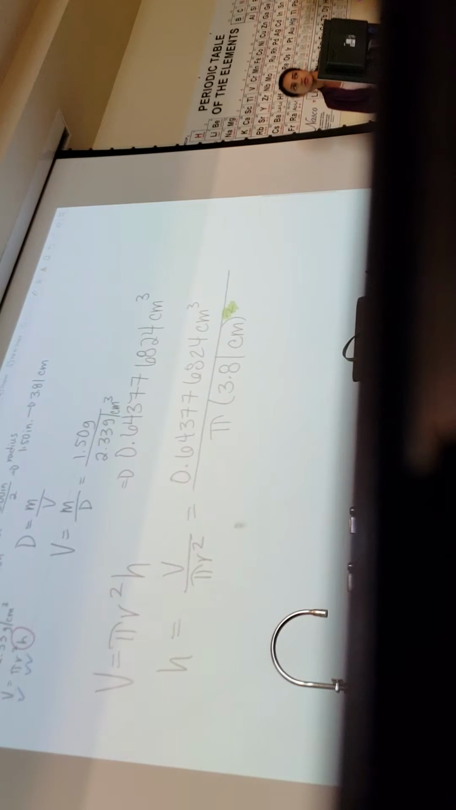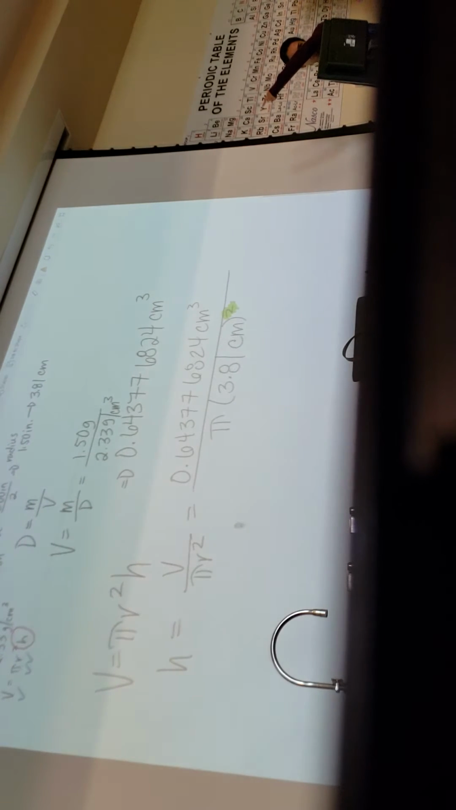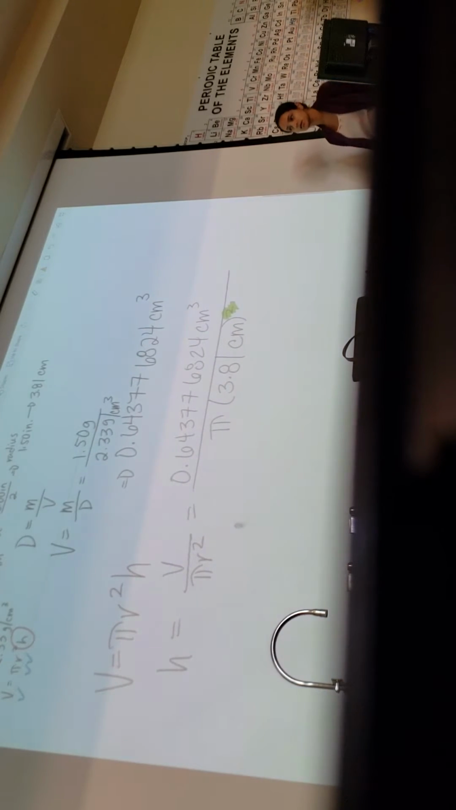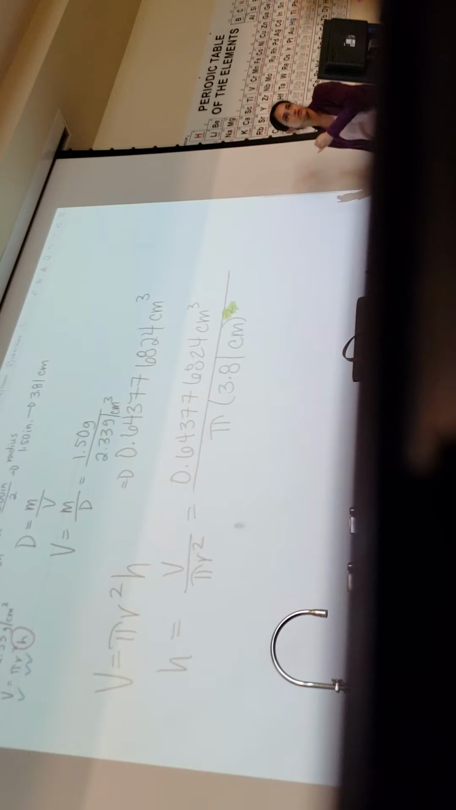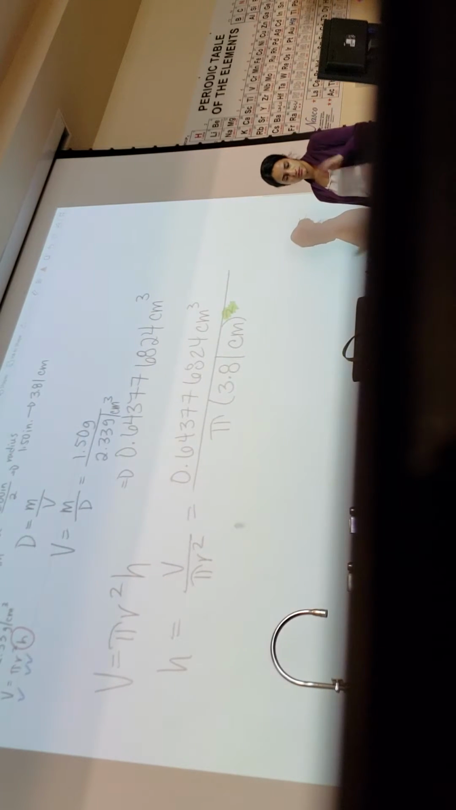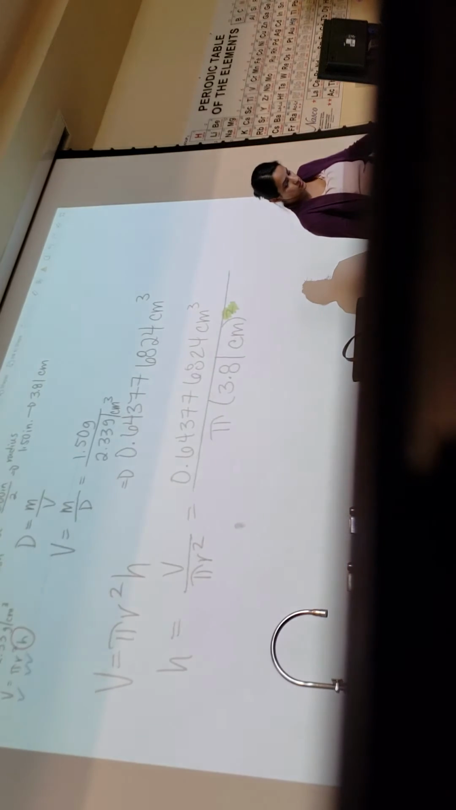Okay, what units do I end up with here? I have cubic centimeters and centimeters squared. Centimeters. Yep, just centimeters. It means you have to multiply by 10, because all I wanted is in millimeters. You would just move the decimal once.